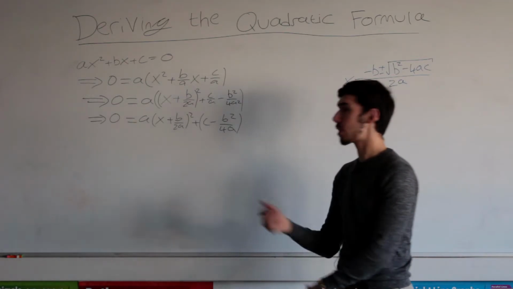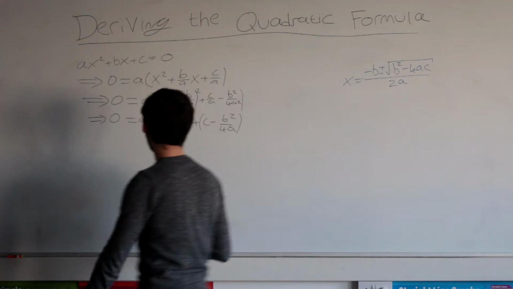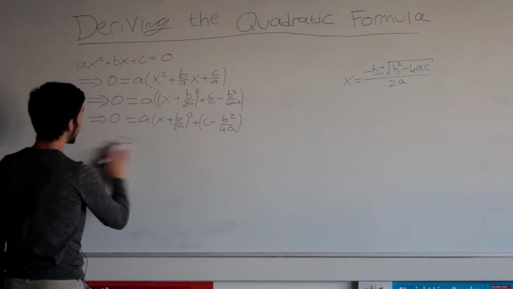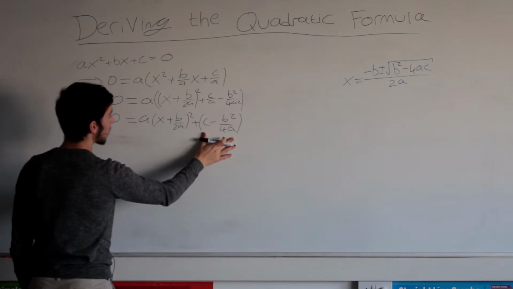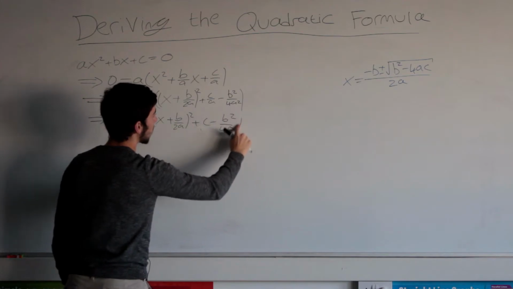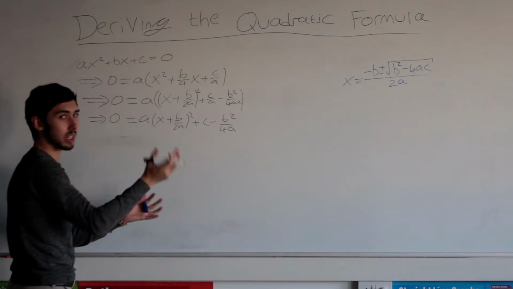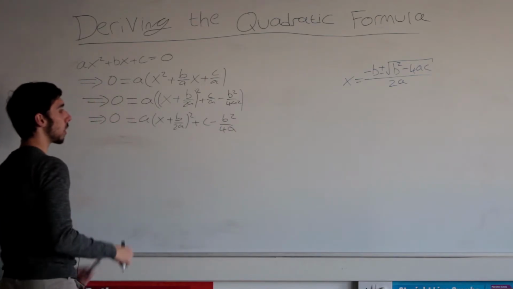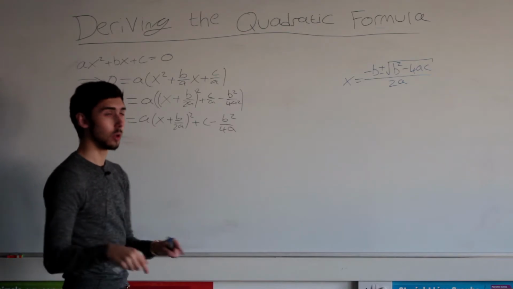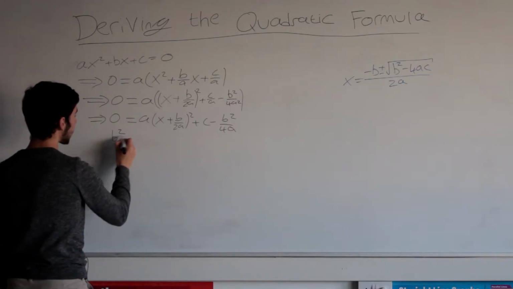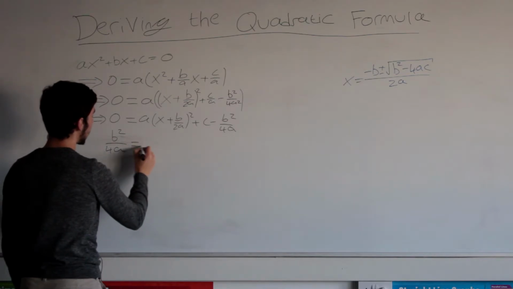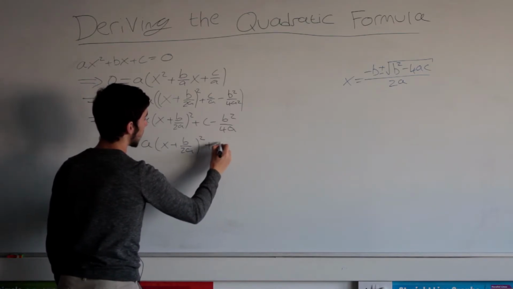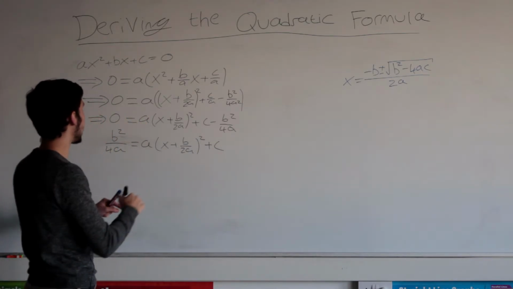So let's just move everything that isn't x onto the other side, right? So let's do it step by step. Actually, we won't even say 0 is equal to, we're gonna just take all of this away. I'm gonna remove these brackets because I don't wanna get confusing. Again, brackets don't change anything. So what we're gonna do is we don't want b squared over 4a. So we're going to add b squared over 4a to both sides. So we're going to say b squared over 4a is equal to a times x plus b over 2a all squared plus c.